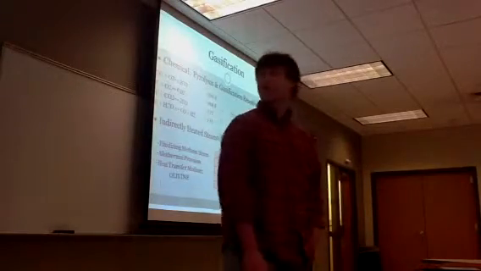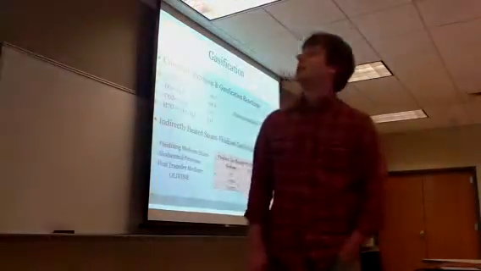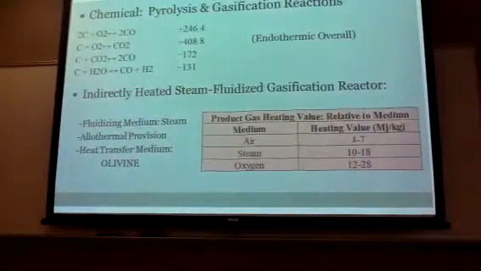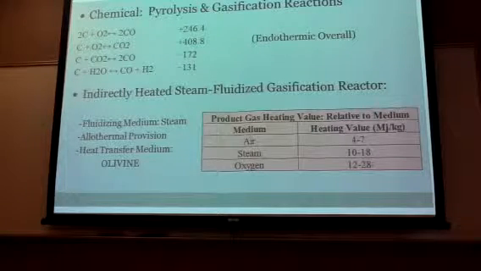So first, gasification is our first process stage. The chemical reactions are basically as shown there, and overall they are endothermic. They primarily consist of pyrolysis, which degrades biomass immediately at high temperatures, and then the gasification reactions consist of char reduction and water-steam gas phase shifts. To suit our endothermic overall reaction, we're going to use an indirectly heated steam fluidized gasification reactor.